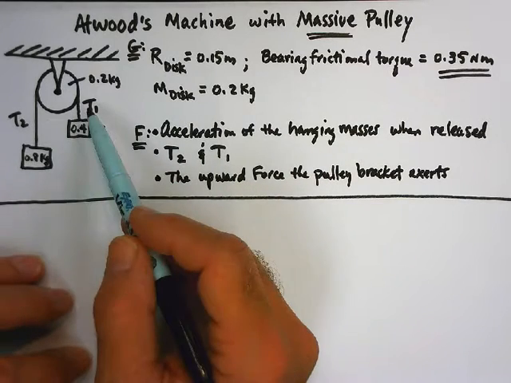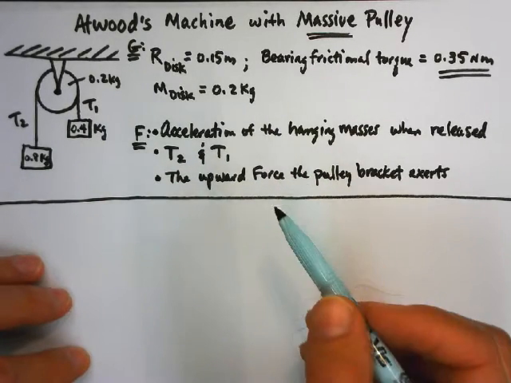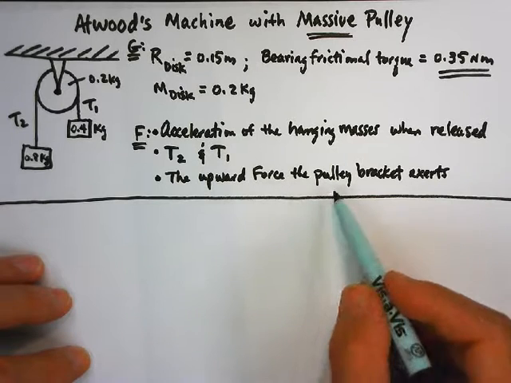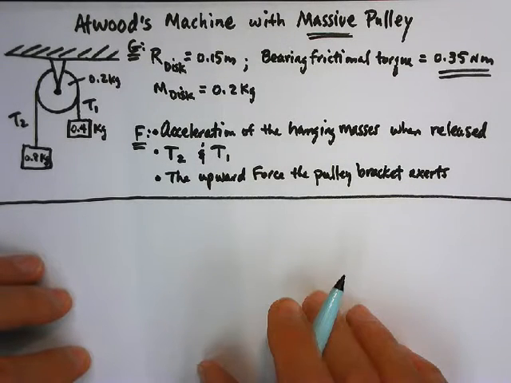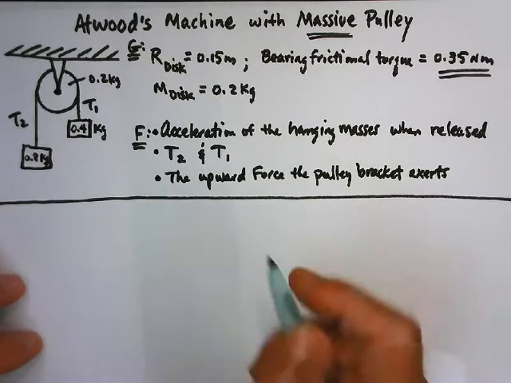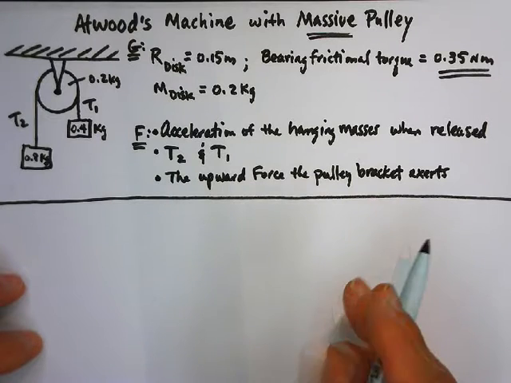Okay, what's the acceleration of the hanging masses when they are released? What are the tensions, T2 and T1? And then what's the upward force that the pulley bracket exerts during this acceleration phase? Okay, so those are the three questions we're going to try to solve.